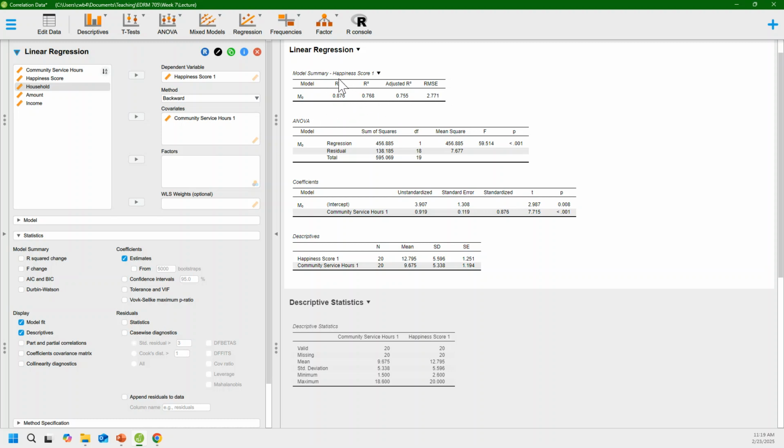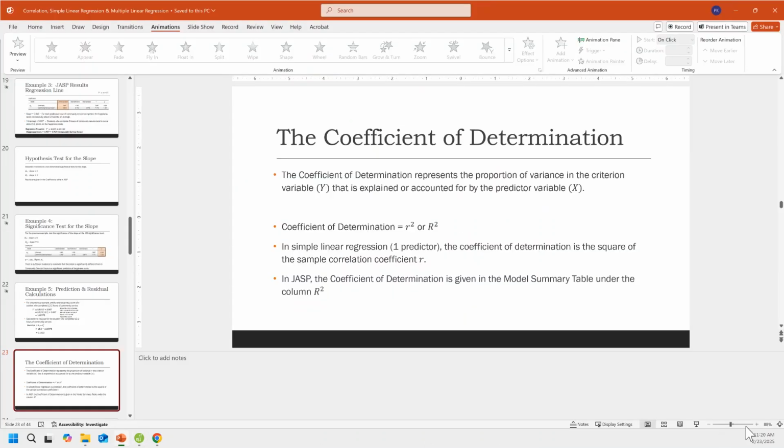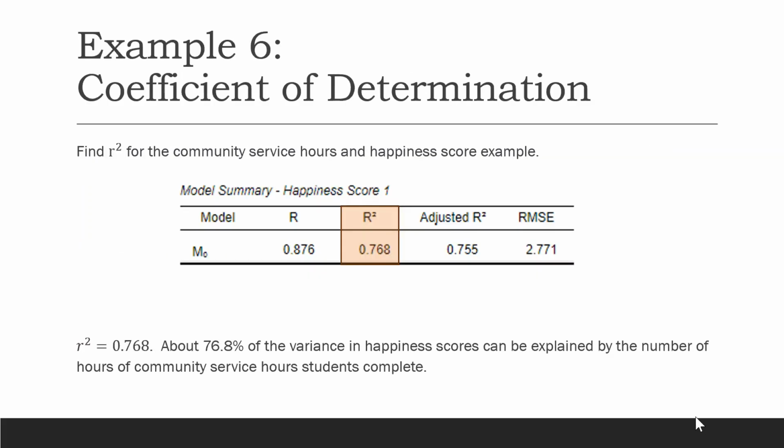So our correlation coefficient is that same 0.876. If we square that, we get to this R squared here, 0.768. And so we can say that about 76.8% of the total variance in happiness scores can be explained by the number of hours of community service students complete. All right. And that is all of what we want to do so far with linear regression.